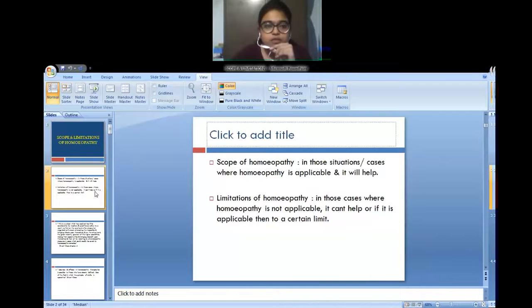First, what do we mean by scope of homeopathy? Scope of homeopathy means those situations or cases where homeopathy is applicable and it will help. It will cure those cases, those disorders. That is the scope of homeopathy. And limitations of homeopathy means those cases where homeopathy is not applicable. It can't help, or if it is applicable, then only to a certain limit. That is the limitations of homeopathy.